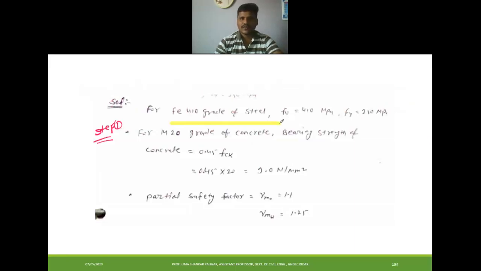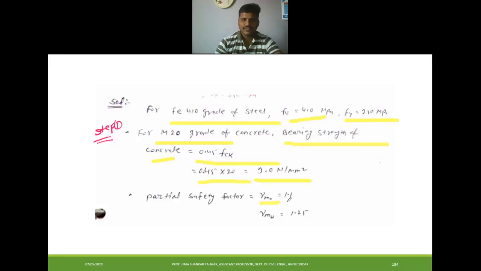Now I am assuming Fe410 grade of steel, and we know that Fu is equal to 410 MPa, Fy is equal to 250 MPa, and I am assuming M20 grade of concrete, as they are not given. Therefore the bearing strength of concrete is equal to 0.45 times fck. I already told this in the last class. fck we assumed as 20. If you substitute 0.45 into 20, you will get 9 Newton per mm square.